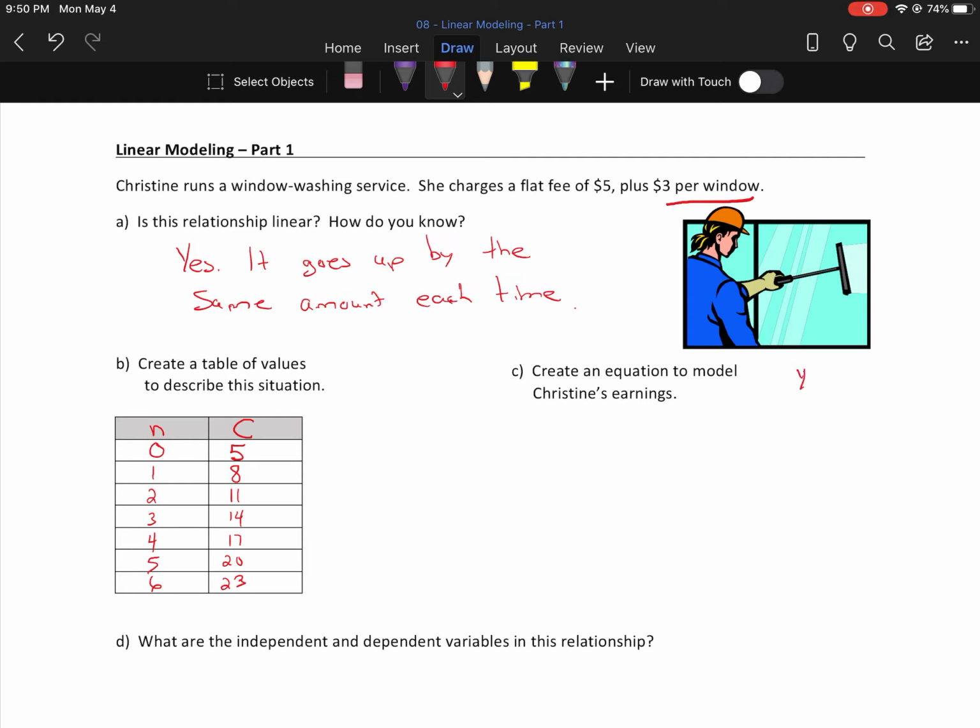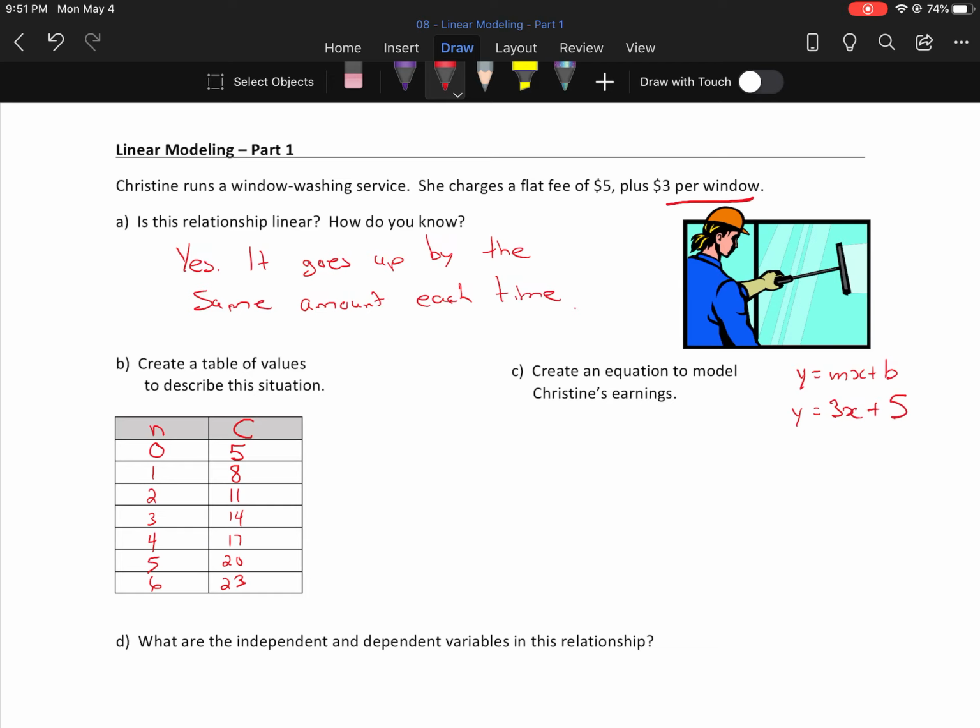And then it says create an equation to model the earnings here. Well, I'm going to really try to use y equals mx plus b here. I'm going to go over in the corner here and really talk about what we've been talking about all chapter, which is y equals mx plus b. And y equals mx plus b, to really review the whole chapter in one example, we really want that m to represent how much it's going up by. It's going to be the slope. It's going to be the rate. And here the rate is $3 per window.